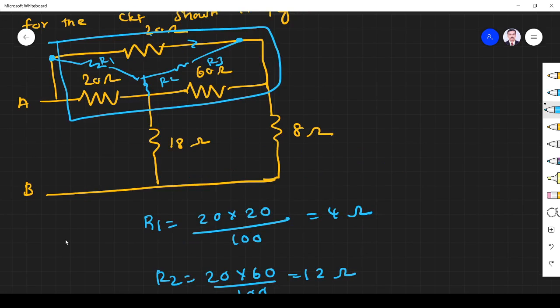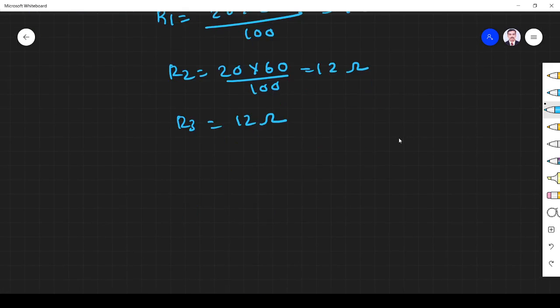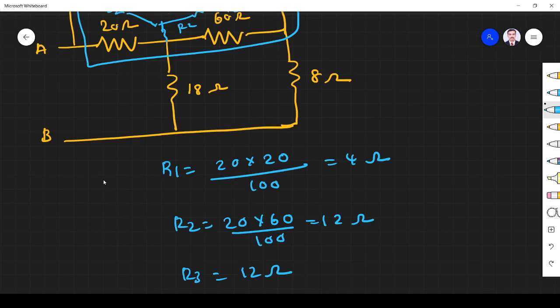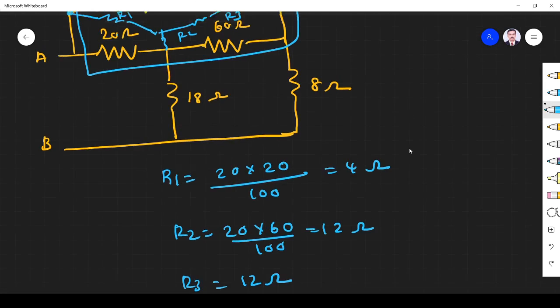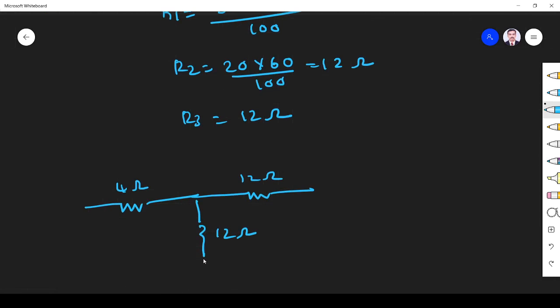Now I replace this delta into a star network, like R1 left hand side, R2 right hand side, R3 down. Right? So R1 is left hand side, that is 4 ohm. R2 right hand side 12 ohm, R3 12 ohm. Right? I didn't change anything. So here 18 ohm is there, that will be added in series. You see, after this blue, this 18 is coming. So it is 18 in series.